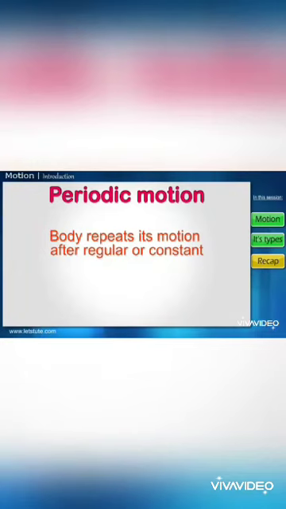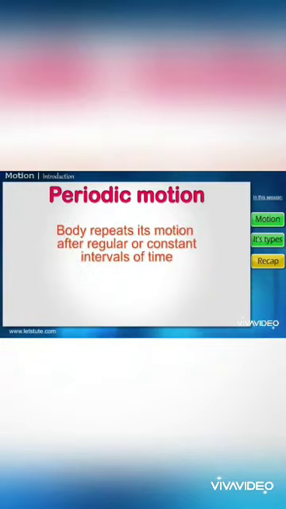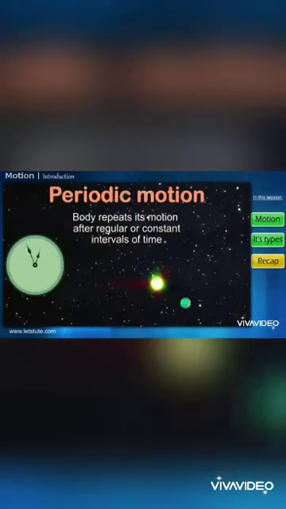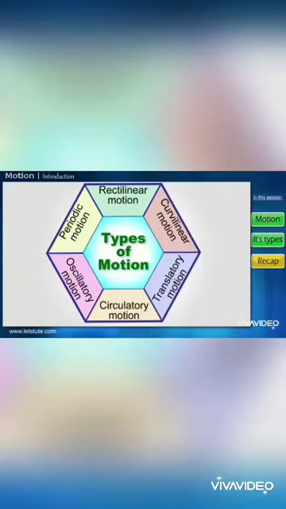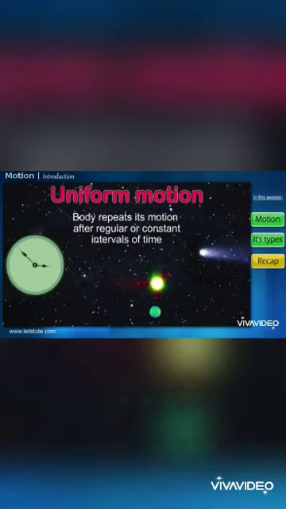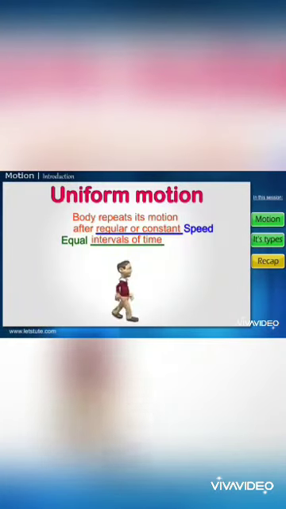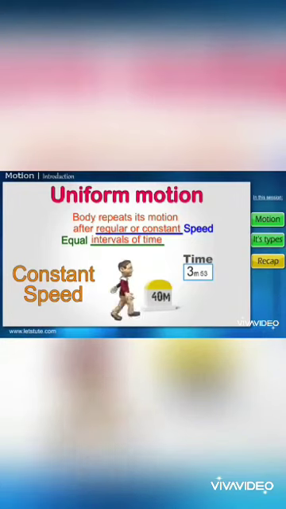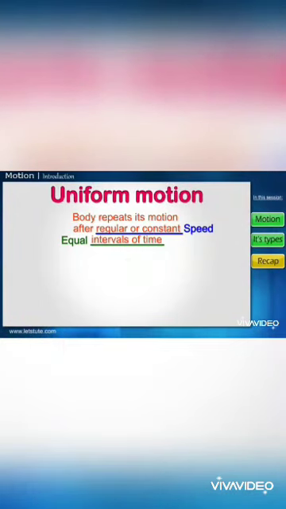Periodic motion. If a body repeats its motion after a regular interval of time, it is called periodic motion. For example, clock, Earth revolving around the Sun, and Halley's Comet, which is seen after 75 years. Periodic motion can also be called uniform motion because the movement is done in equal interval of time with constant speed. For example, if a man covers a distance of 10 meters every minute, then at the end of 10 minutes he would have reached a distance of 100 meters.